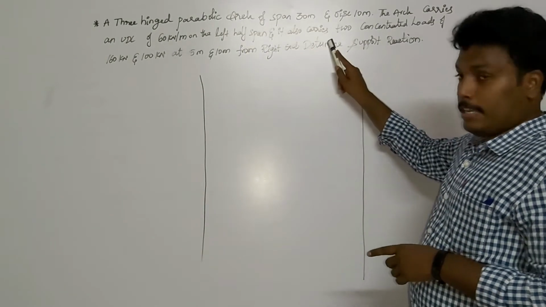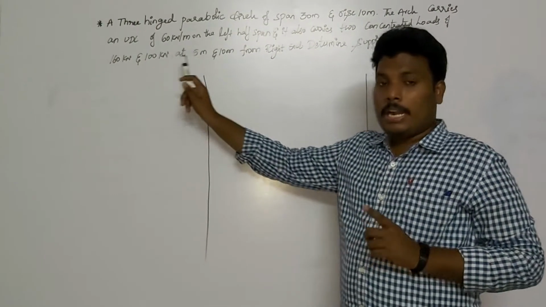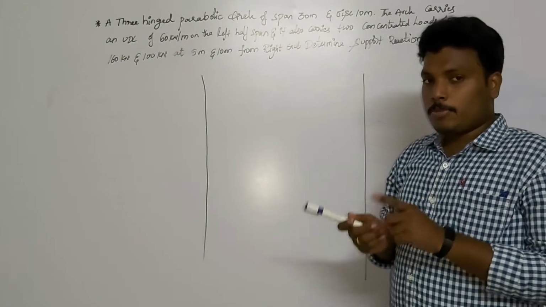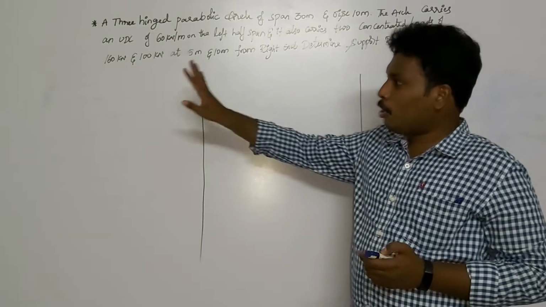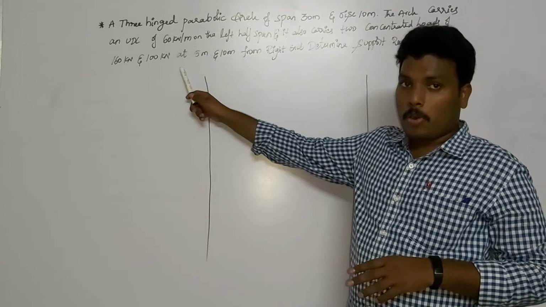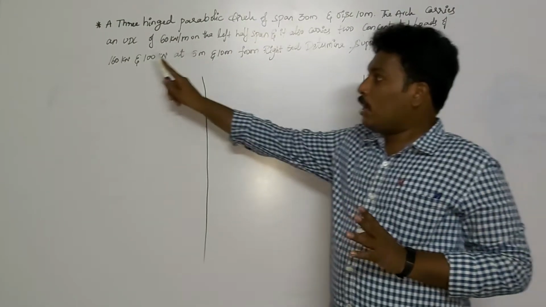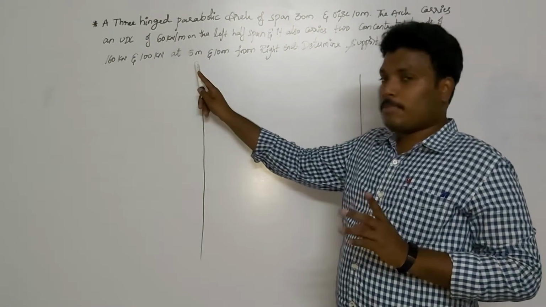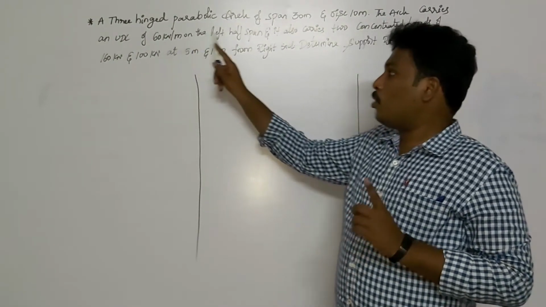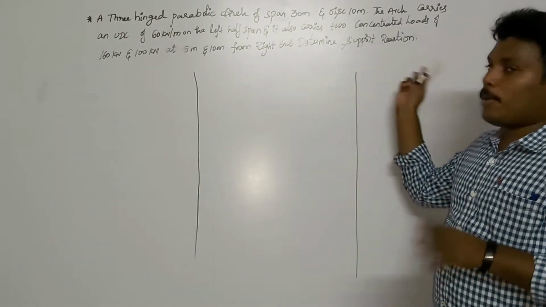And it also carries two concentrated loads of 160 kilonewtons and 100 kilonewtons. Uniformly distributed load to paatuga 160 kilonewtons 100 kilonewtons ane point loads kuda act avutunnayi. At which point, 5 meters and 10 meters from the right end. Ante 160 kilonewtons emo 5 meters from the right end, 100 kilonewtons emo 10 meters from the right end lo act avutunnattu lekka. And determine the support reactions.